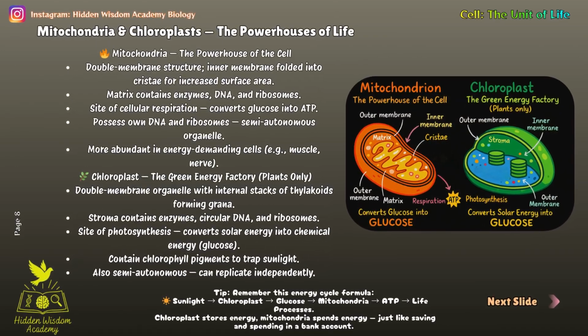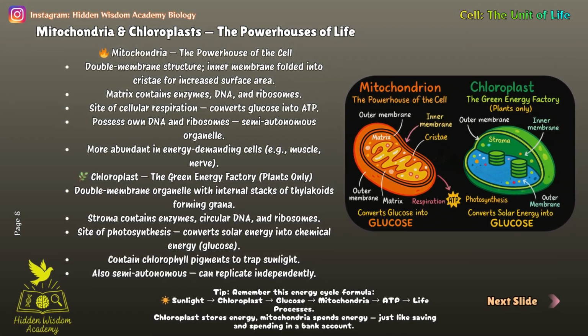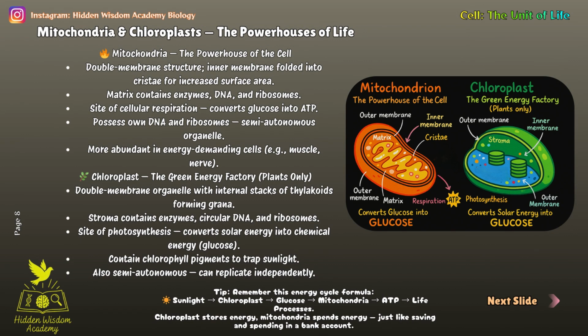Mitochondria and chloroplasts are the cell's main energy centers. Mitochondria, the powerhouse of the cell, make ATP from glucose during respiration. They have their own DNA and ribosomes, so they can work partly on their own. In plants, chloroplasts capture sunlight and make glucose through photosynthesis. They also have their own DNA and ribosomes, showing their shared origin. Together, they keep the cell's energy flowing, from sunlight to usable power.